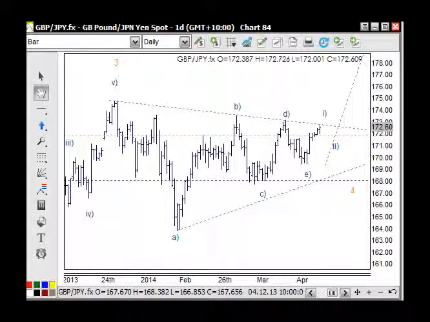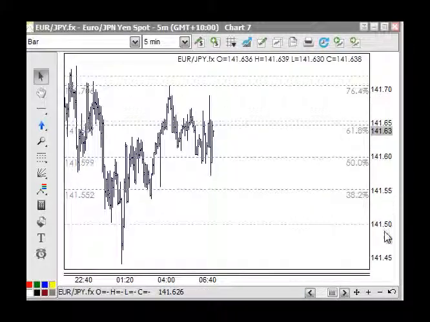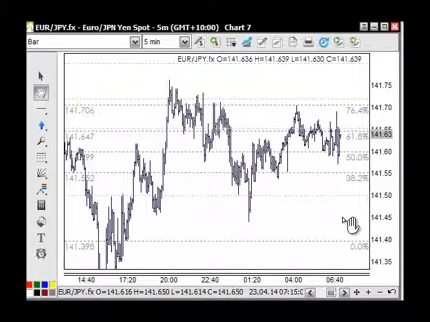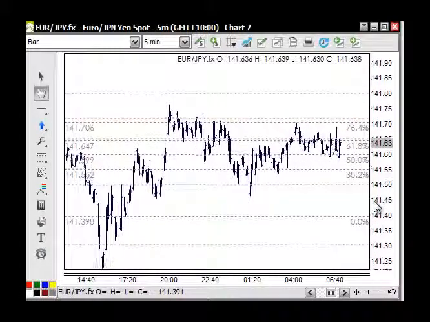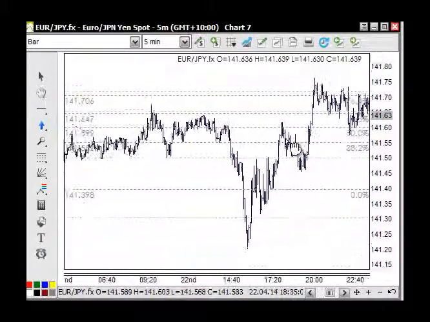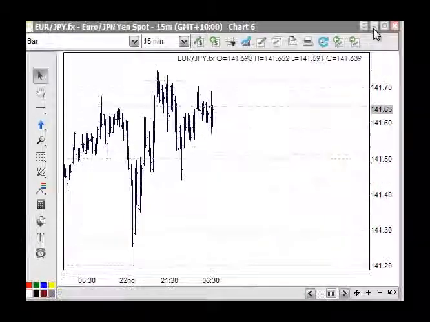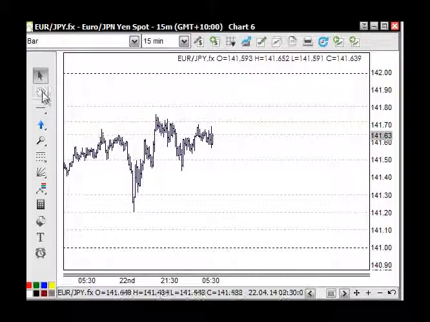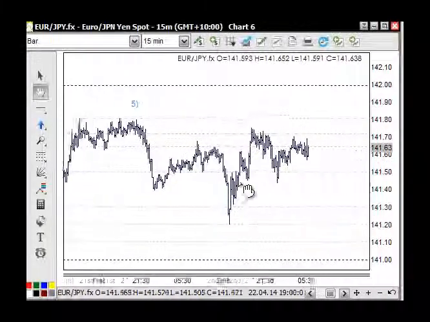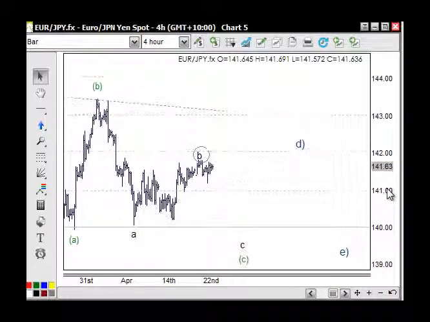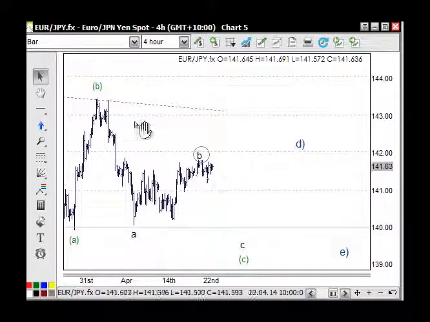Alrighty, the euro yen is in more of a weaker situation here. I normally have all my charts set up, but there's a bit of mayhem now and again with restarting the program and things. Just find the bigger chart that we're looking at. And this is it on the 4-hour chart.